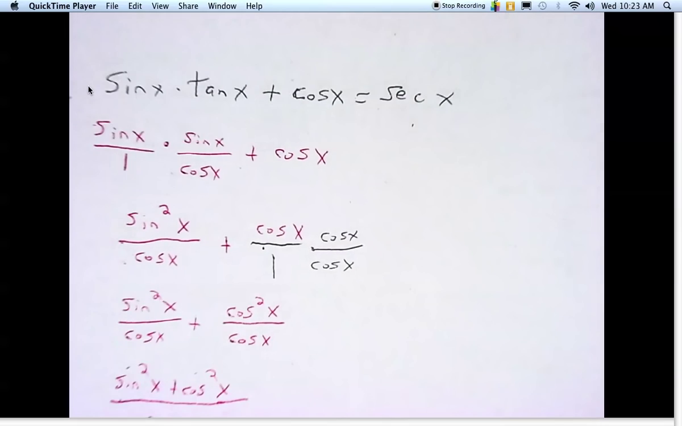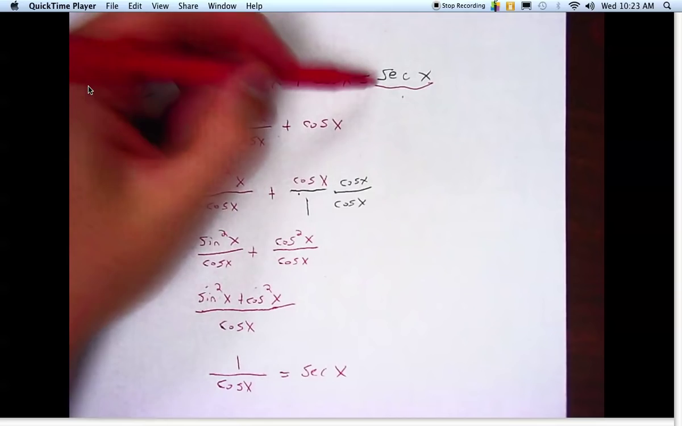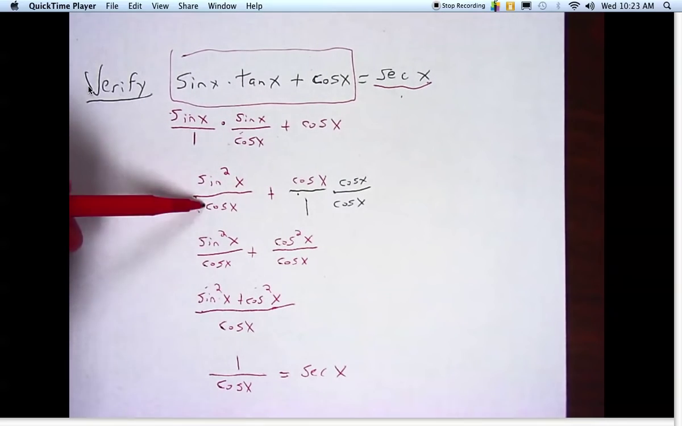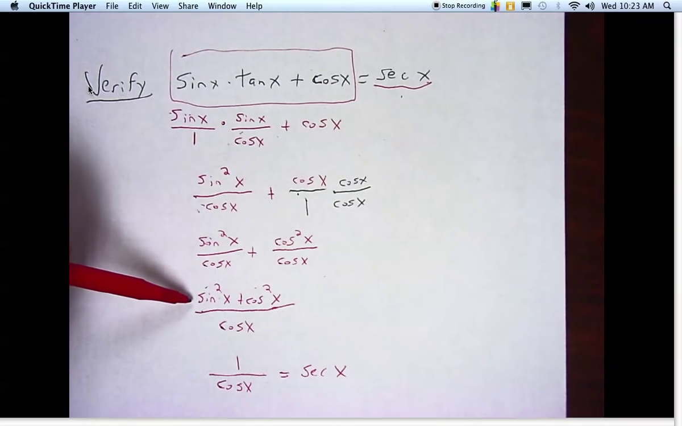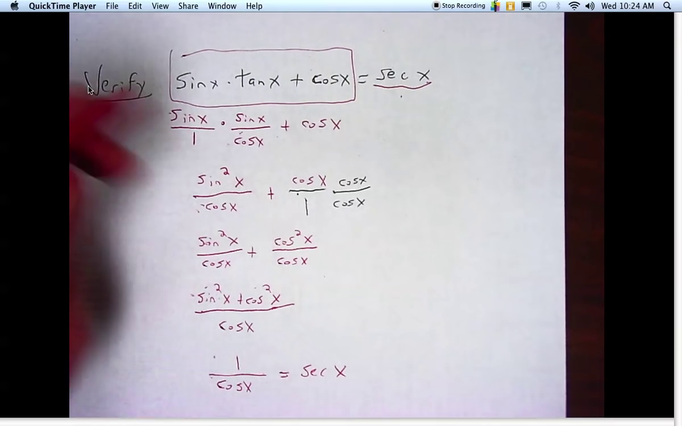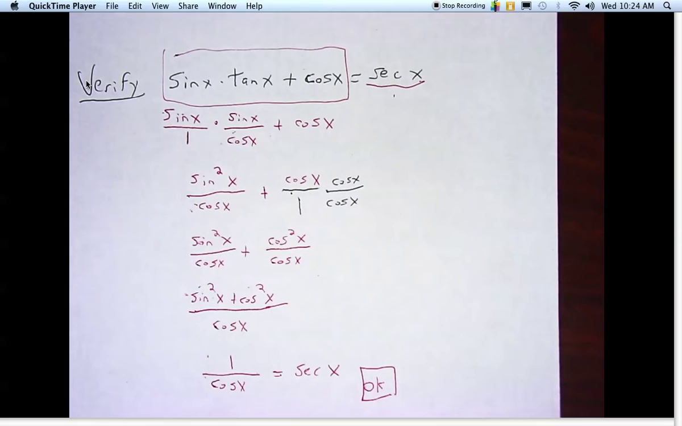Which is, if I zoom back out here a little bit, see the whole picture all together. That's exactly what I was aiming for. So I took this thing that was sort of messy. I made it a little messier in the middle, but making that little messier in the middle allowed me to use that Pythagorean identity, switch it into 1 over cosine of x, which is secant of x. So I am okay. I'm done. I have verified that identity.